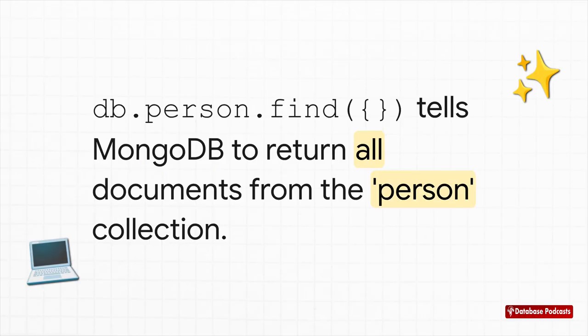And this is what that looks like in practice. db.person, that's us telling MongoDB which collection to look in. Then we use the find method, which is our action verb. And inside those parentheses, you see those empty curly braces? That's our empty query. It's the signal for give me everything.